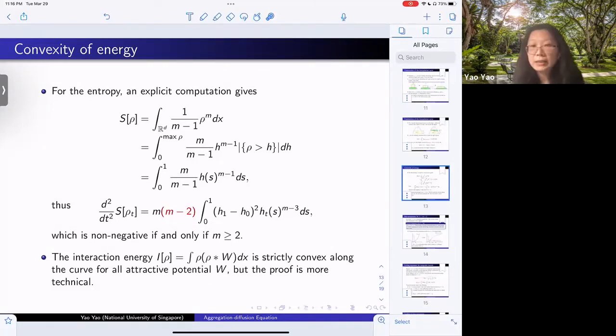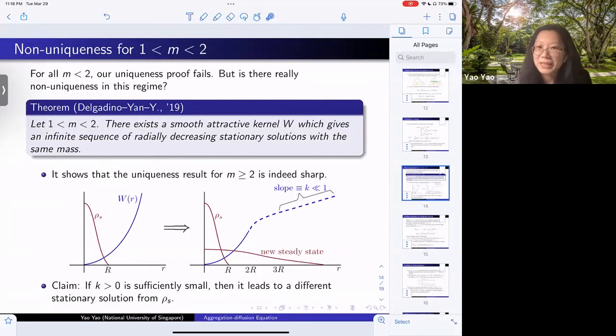So when we sum up the entropy part and the interaction energy part, it means that when m is bigger than or equal to 2, both parts are convex along this interpolation, which immediately implies the uniqueness of the steady states among the radial class. So that is the proof for the uniqueness.